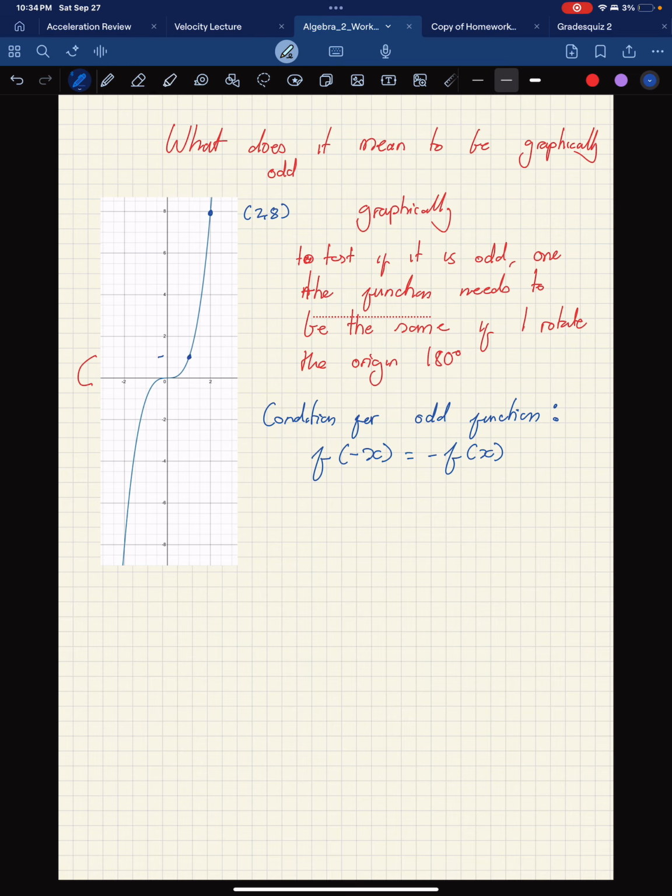And then this is 1, up 1. And this is -1, and that's -1. Then we got -2 and -8 as well. So this point is (1, 1). This point here is (-1, -1). And this point here is (-2, -8). So yeah, let's make another table.